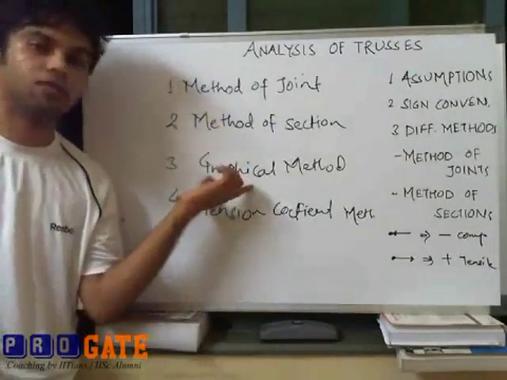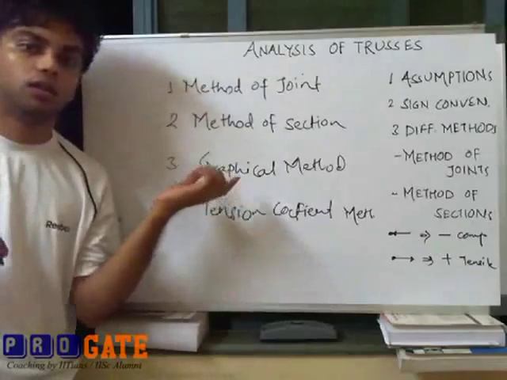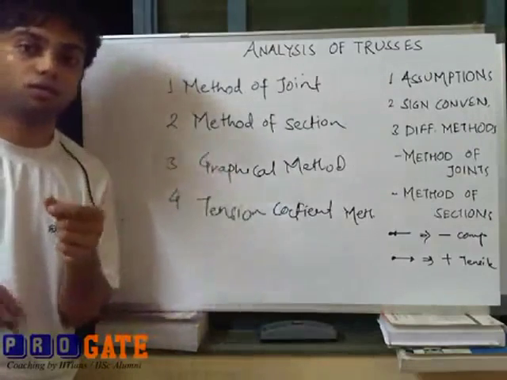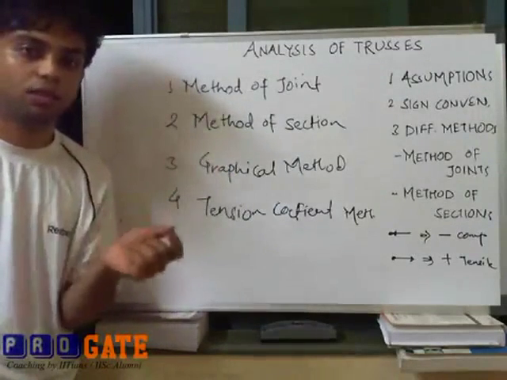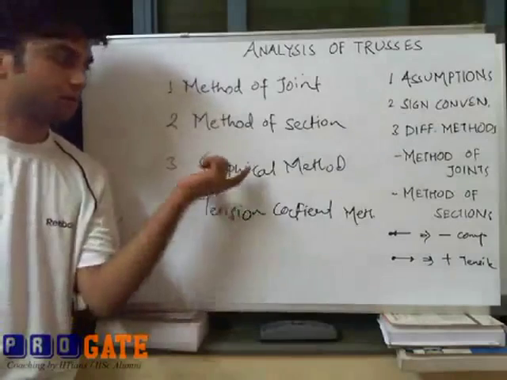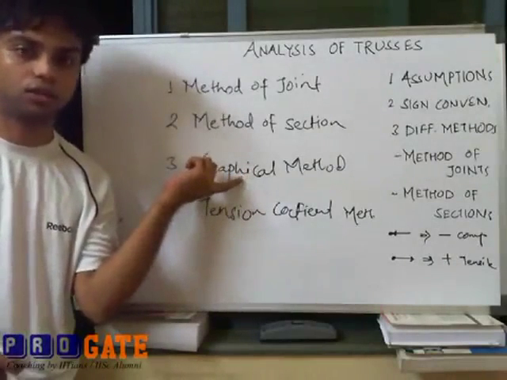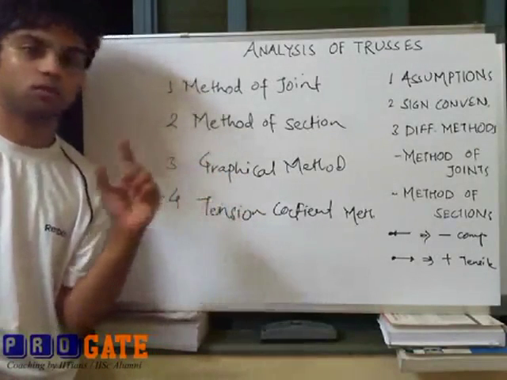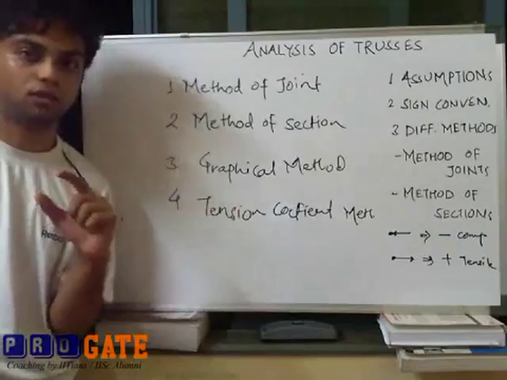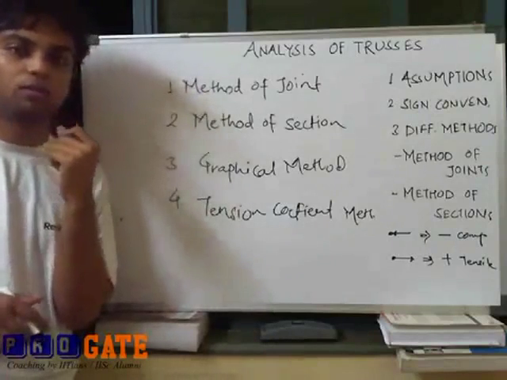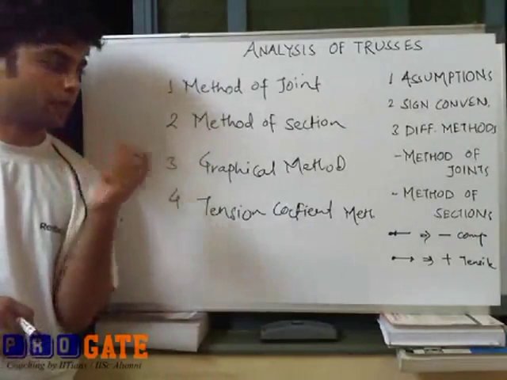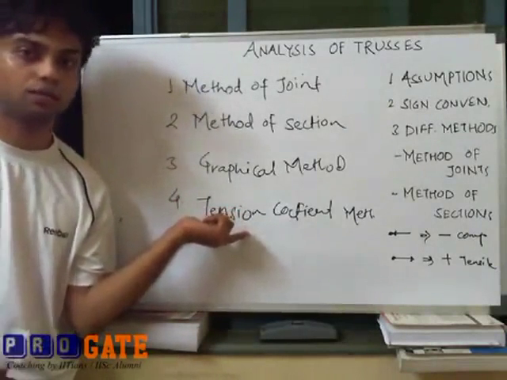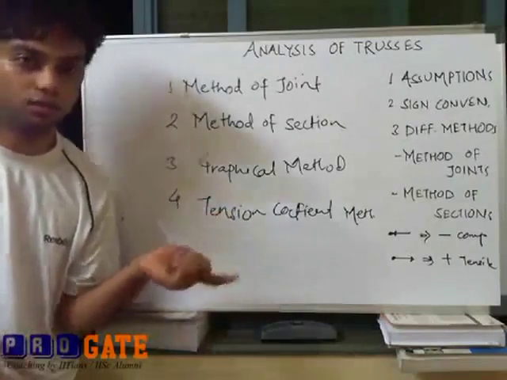In the graphical method, we normally draw the forces where they are meeting, and by graphical solution we can find out what the internal forces are. In the tension coefficient method, we use a term called tension coefficient, which has dimensions of Newton per meter, and that tension coefficient for each member remains the same, and that helps in finding out all the internal forces.